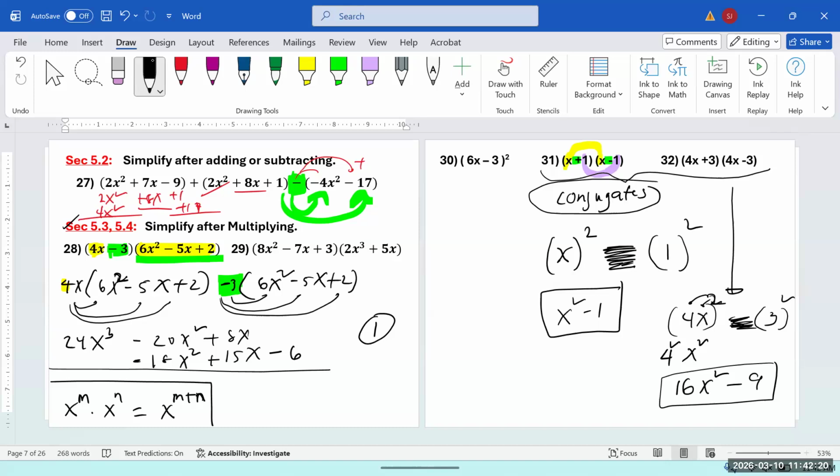So you can actually go from this line to this line directly if you do the math mentally. 4 squared x squared, so 16x squared, minus 3 squared is 9. So that's why you do not distribute, just do this. And now this one, it says multiply your base twice. So we have our base here, and our power is 2. So you're multiplying the same 6x minus 3, the same thing twice.